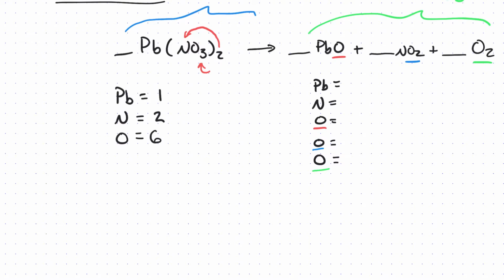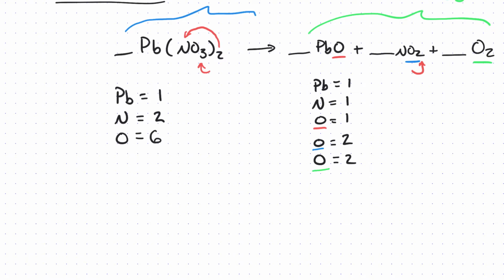All right, let's go ahead and take a look at the other side. I have, once again, 1 lead. I have 1 nitrogen. My red O's, I have 1. My blue O's, again, we have this little subscript there, so I have 2 oxygens there. So for the blue one, I have 2. And then my green one, I have 2 as well because of the subscript.